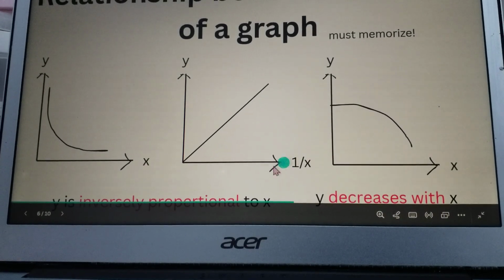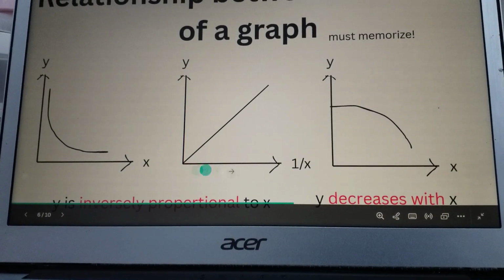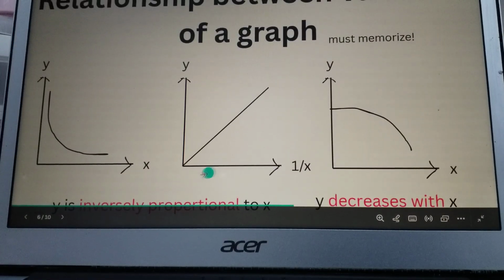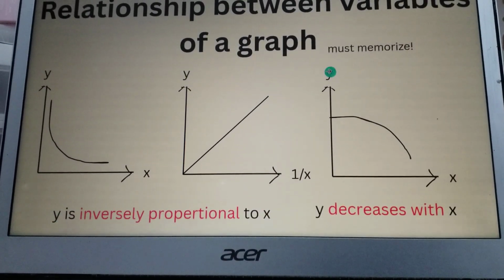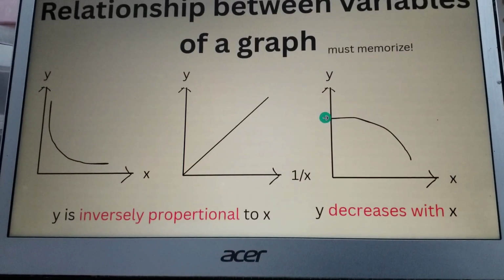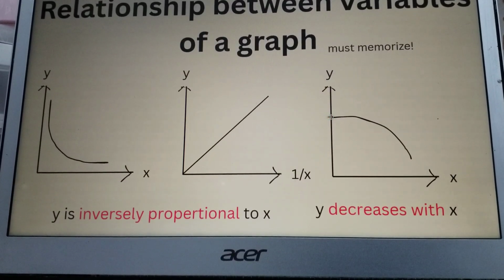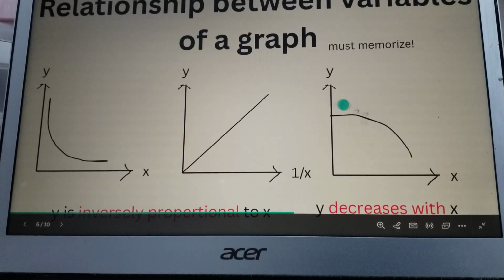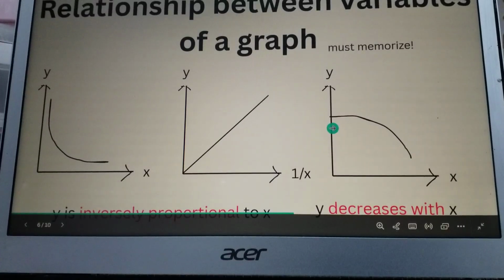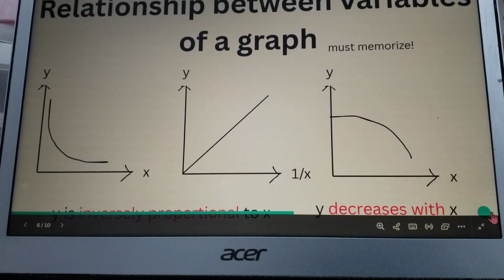And also, the other graph is y against 1 over x. This one is y against x, and this one is y against 1 over x. So it will look like the directly proportional graph. And next, y against x, but it starts from the y-axis and it decreases. It just decreases. So y decreases with x, because this is not a linear line. It's not a straight line.